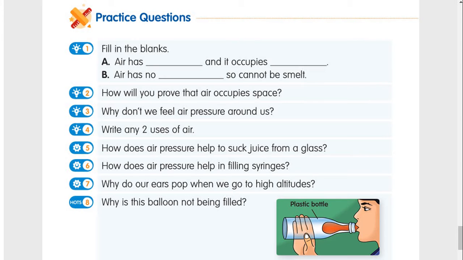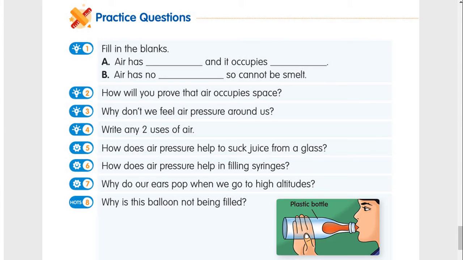We saw the experiment where we took a tub and half filled it with water. After that, took an empty bottle and dipped it upside down into the tub. In that, the water does not enter the bottle. This shows air occupies space. So your answers may vary. This is the sample answer only.